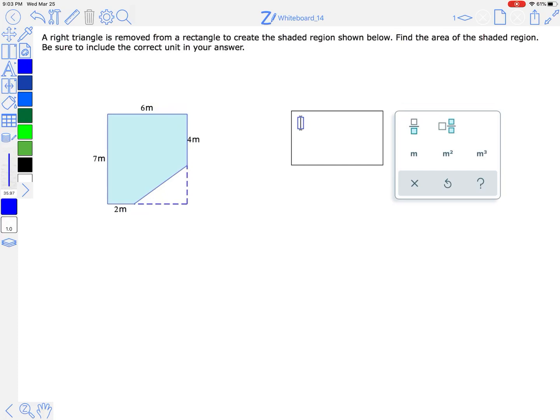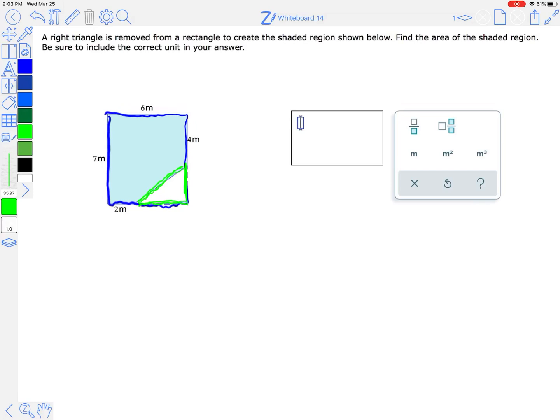This one last composite figure here, it's a little different than the last one. They want me to find the area of the shaded region. When I look at this figure, I see 2 shapes. I see a rectangle, this big rectangle right there. And then I see this other little triangle down here in the bottom right.